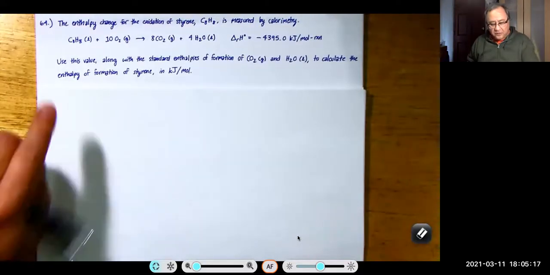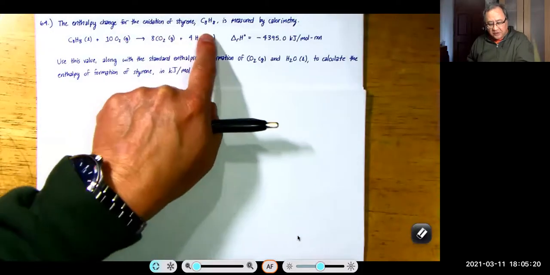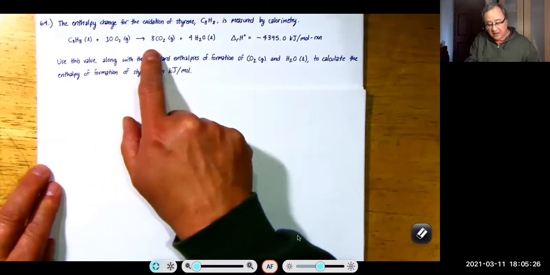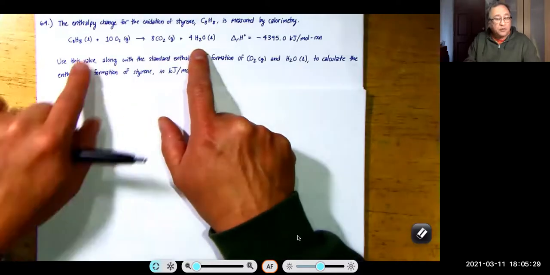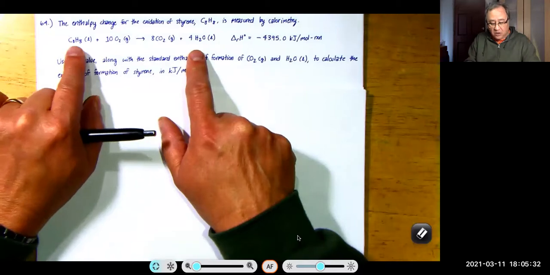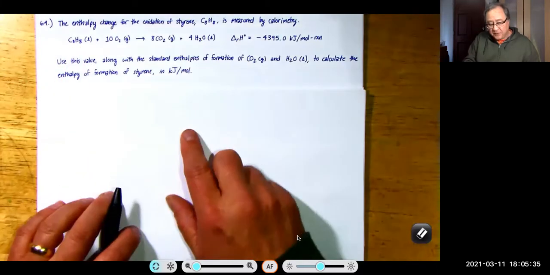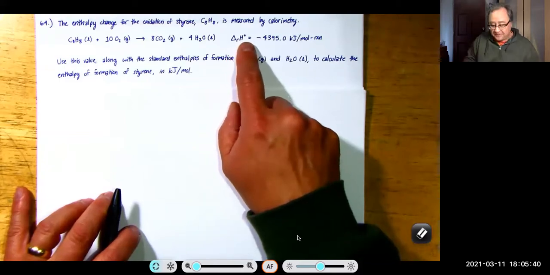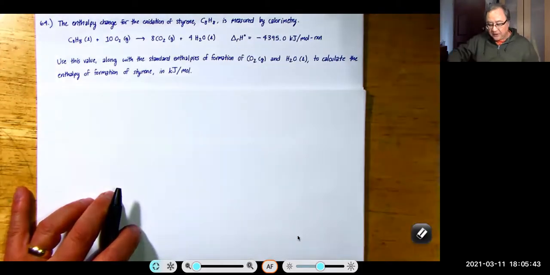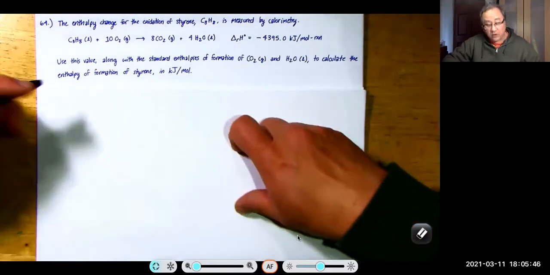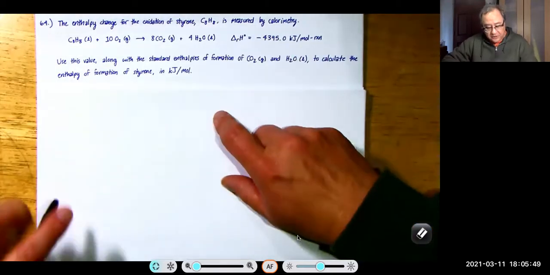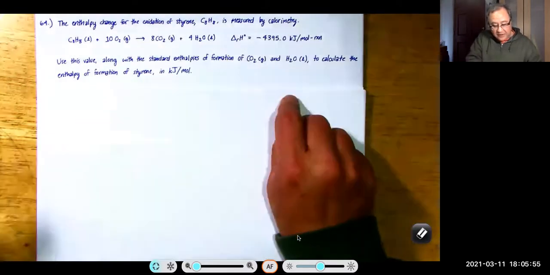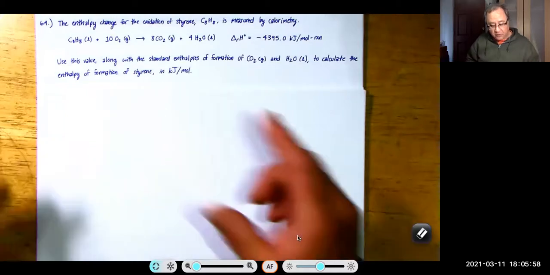Okay, the enthalpy change for the oxidation of styrene, C8H8, is measured by calorimetry. So here we have styrene reacting with 10 oxygens to give you 8 carbon dioxides and 4 H2O. This is your typical combustion reaction of a hydrocarbon. They say that the standard enthalpy of reaction, that's what that little circle at the top means, standard, is minus 4,395.0 kilojoules per mole of reaction. Use this value along with the standard enthalpies of formation of CO2 and H2O to calculate the enthalpy of formation of styrene in kilojoules per mole.